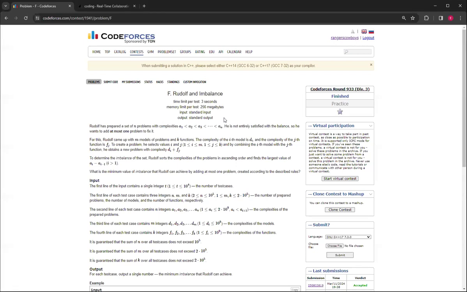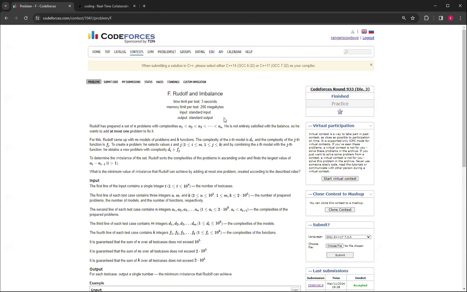He came up with m models of problems and k functions. The complexity of the ith model is d of i, and the complexity of the jth function is f of j. To create a problem, he selects values i and j and combines them, and the new problem has a complexity of d of i plus f of j.